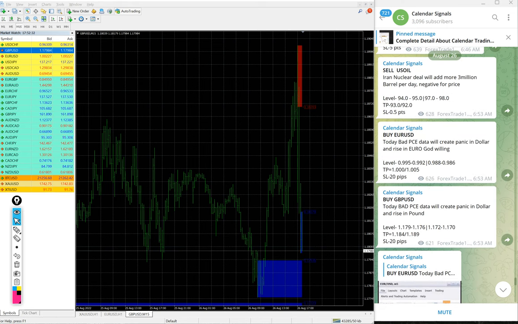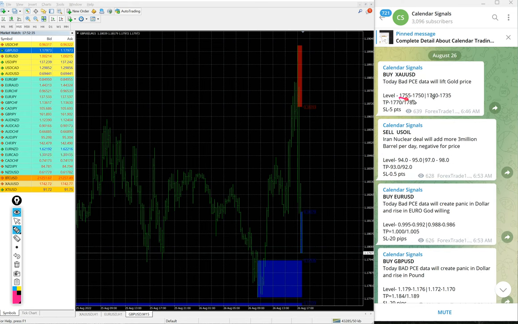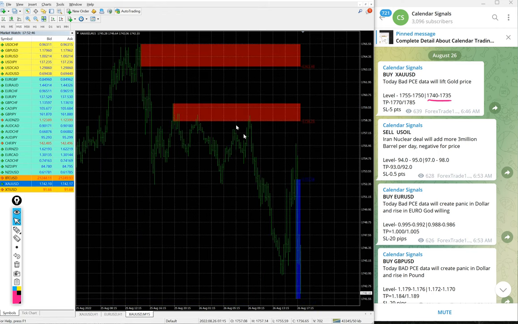And gold first level SL hit, from second level it marginally missed. Second level, we gave the entry 1740 to 1735. And if we see gold, 1741.5. Maybe in some brokers the level is reached, in some brokers it is not. That is why we have not mentioned gold performance on the channel. So out of four signals we gave today, three performed well and made huge profit. Those who all followed our free signals would have made this same good profit.